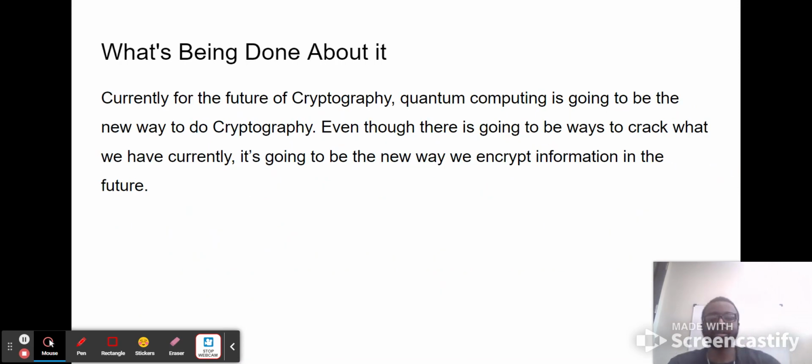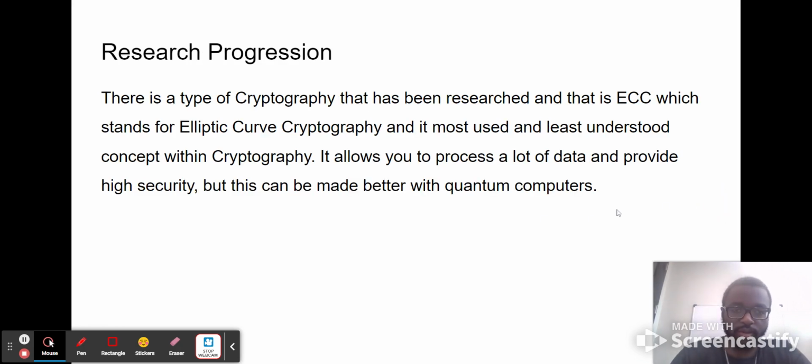So what's being done about it? Currently, for the future of cryptography, quantum computing is going to be the new way to do cryptography. Even though there's going to be ways to crack what we have currently, it's going to be the new way of encrypting information. So we're basically using quantum computers to encrypt, let's say, higher amounts of data on the quantum level perhaps, but it's also going to be our very own weakness. But we got to use what we got to use.